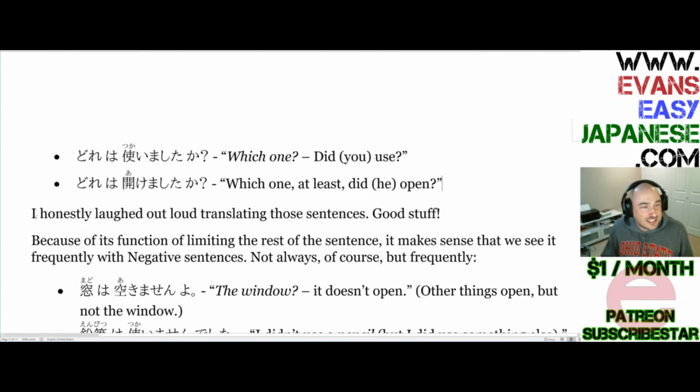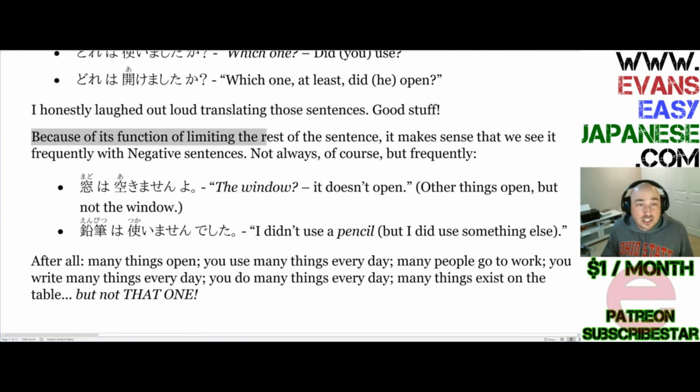They just sound ridiculous. Because of its function of limiting the rest of the sentence, it makes sense that we see it frequently with negative sentences. Not always, of course, but frequently. So, Mado wa akimasen yo. The window? It doesn't open. Other things might open, but the window, at least, does not open. Does that make sense? Mm-hmm. Lots of things open, but at least the window, it doesn't open.